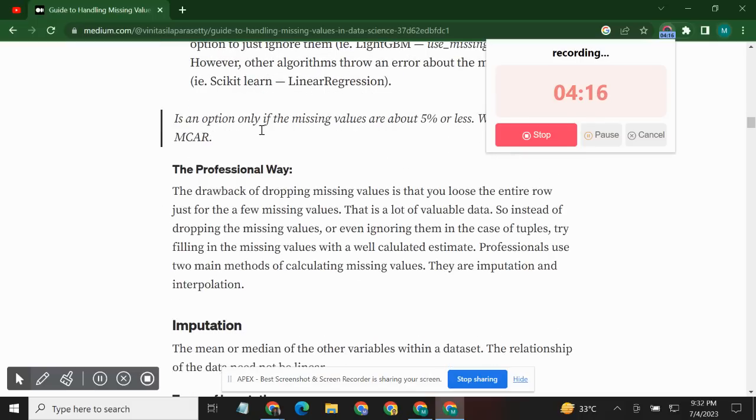The professional way. The drawback of dropping missing values is that you lose the entire row just for a few missing values. That is a lot of valuable data. So instead of dropping the missing values, or even ignoring them in the case of tuples, try filling in the missing values with a well-calculated estimate. Professionals use two methods of calculating missing values. They are imputation and interpolation.